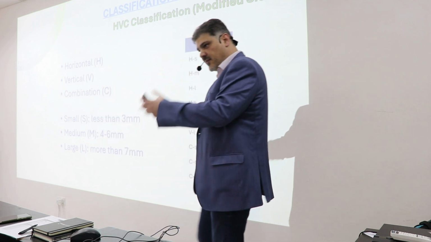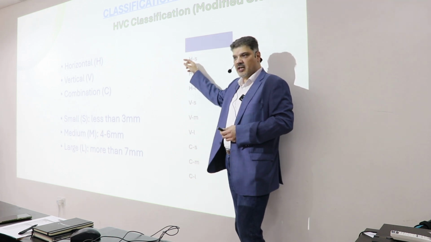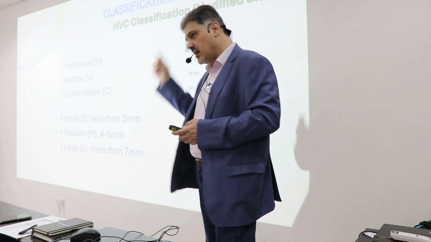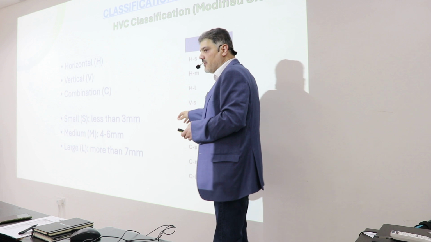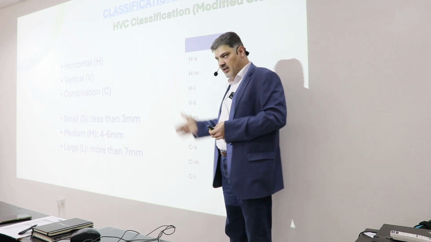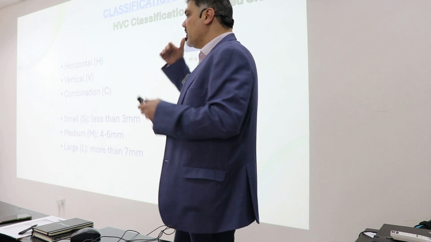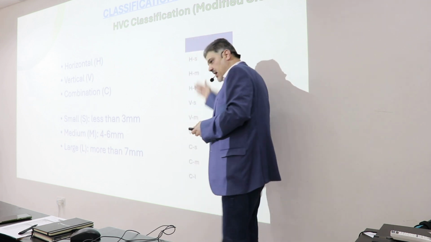So the reclassification up to this will be H, which means horizontal, S, small. So I will know I have a horizontal defect, S, less than 3 millimeter. If I'm going to say VM, so it's a vertical defect with between 4 to 6 millimeter defect, and so on.